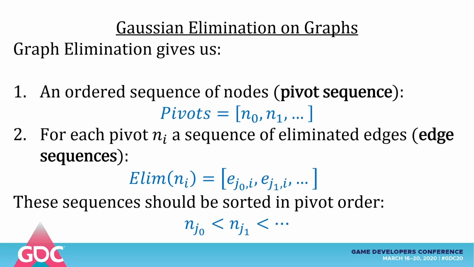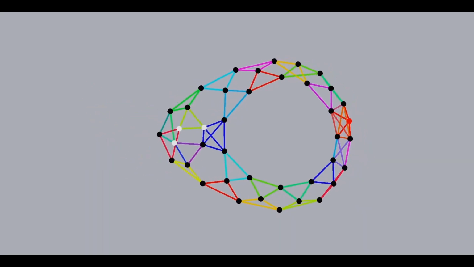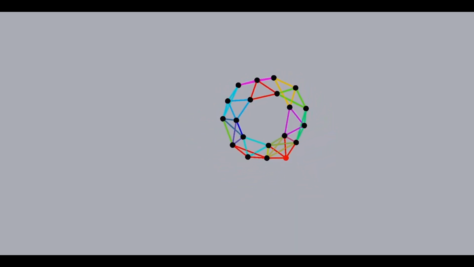By the end, the graph elimination creates two lists. An ordered sequence of nodes, the pivot sequence, and for each pivot, a sequence of eliminated edges, the edge sequences. The elements of the edge sequences should be in the pivot order. Before proceeding, let's enjoy this animation of the elimination of the scissor lift constraint graph.